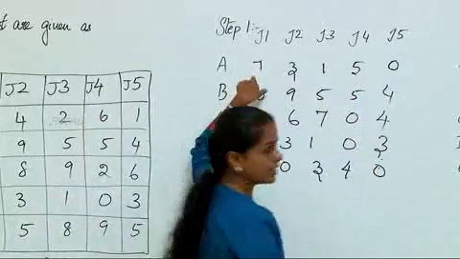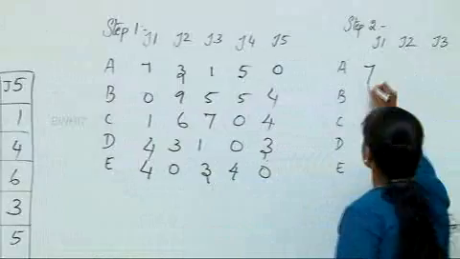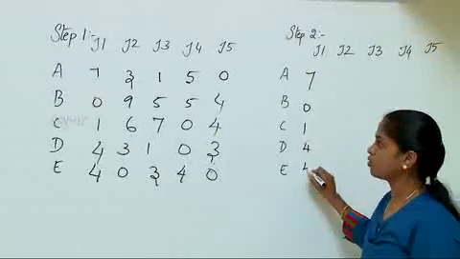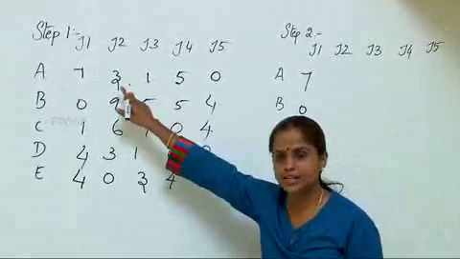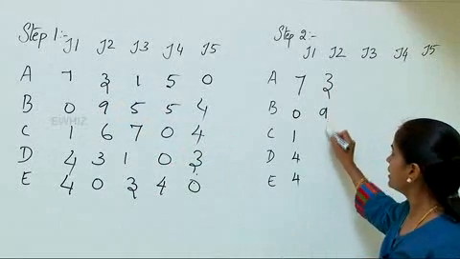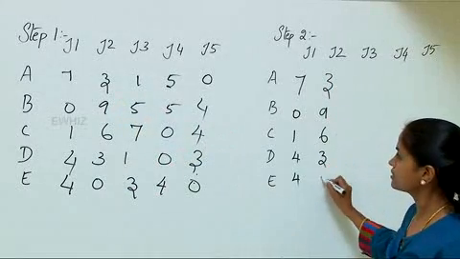So J1, here you have 7, you have already 0 there. So write it as it is, 7, 0, 1, 4, 4. Second column, once again you have a 0. So you can copy it as it is, 3, 9, 6, 3, 0.